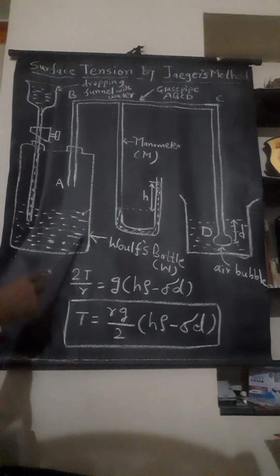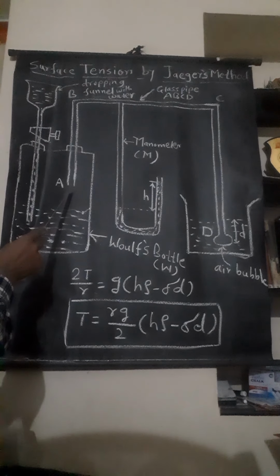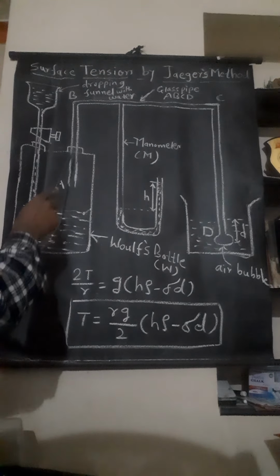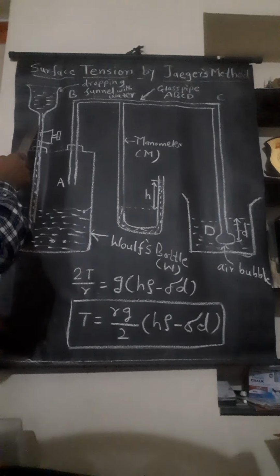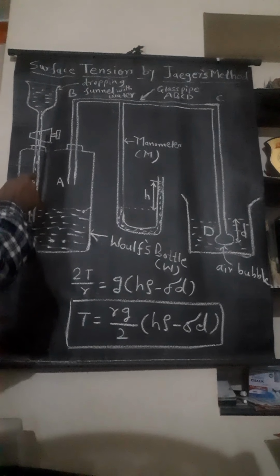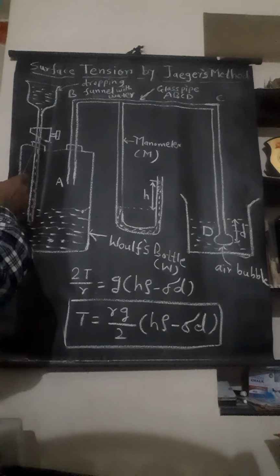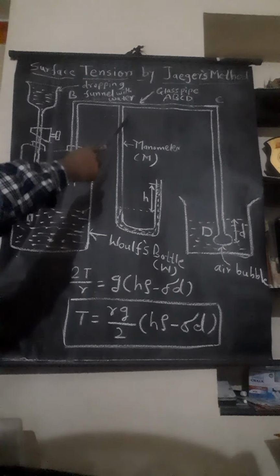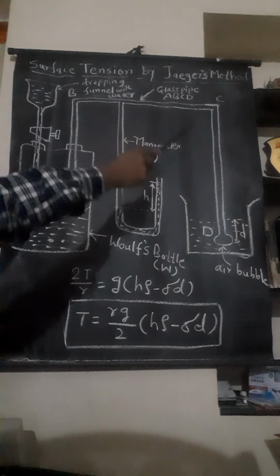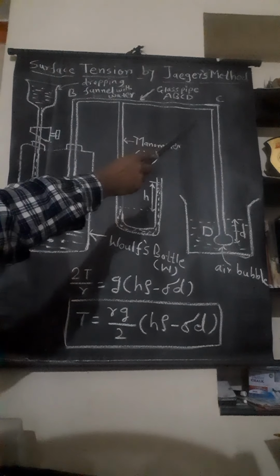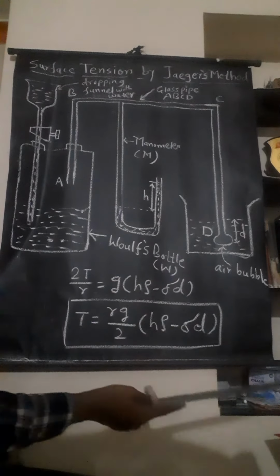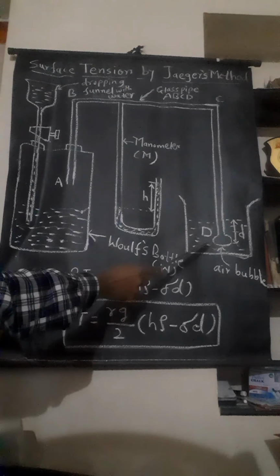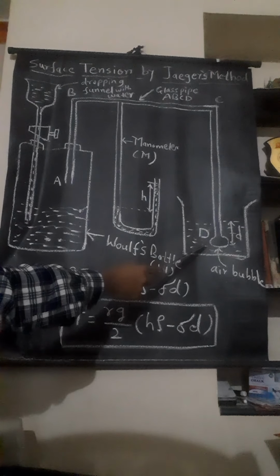This is the Wolff's bottle having two mouths. To one mouth is fitted the glass pipe A, B, C, D. This is the dropping funnel containing water, and it has a stopcock. The manometer M, having low density liquid, is connected to the glass pipe ABCD. The end part of the glass pipe is dipped in the liquid about 2 to 3 centimeter. This is the experimental liquid whose surface tension is to be determined.